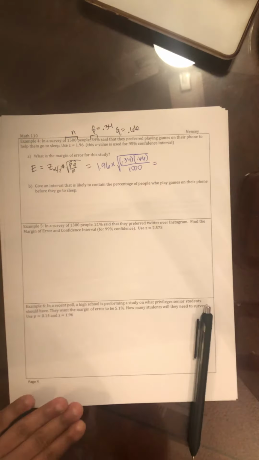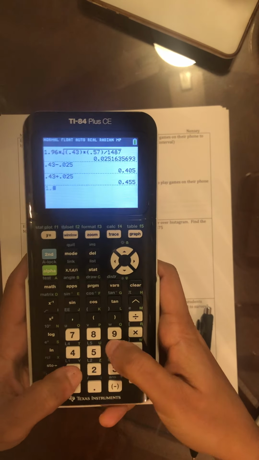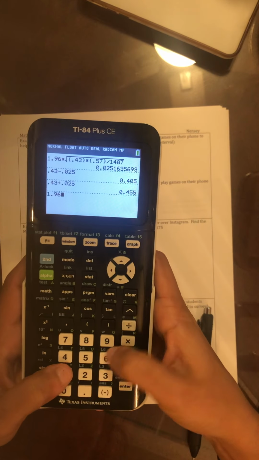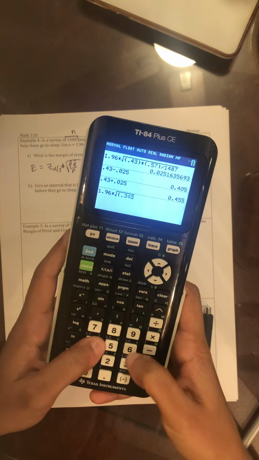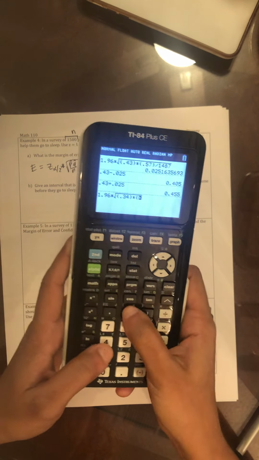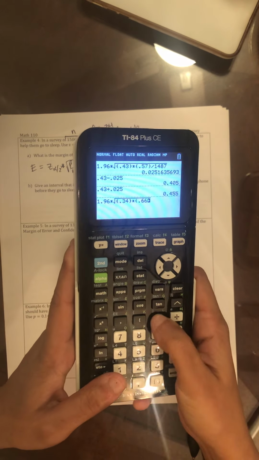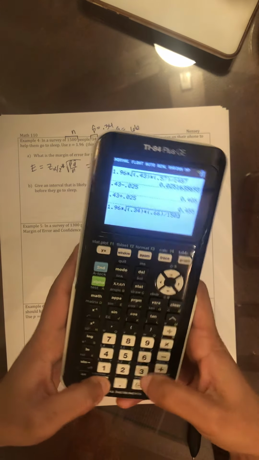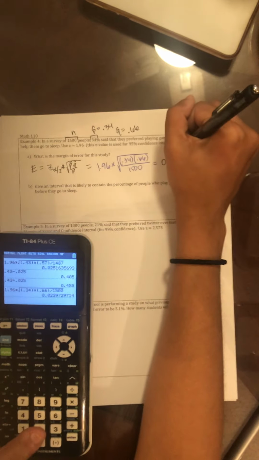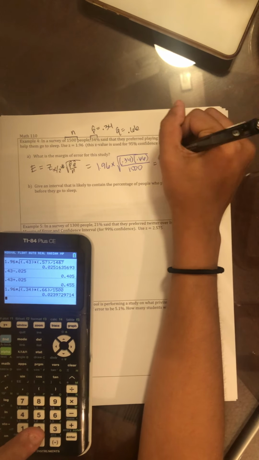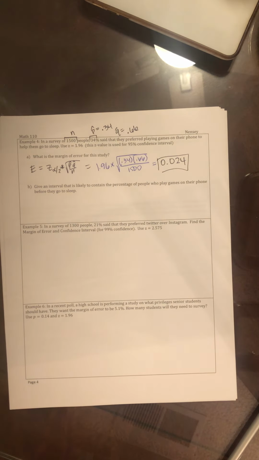And again, we're going to round to 3 decimal places. So I'm going to do this one a little quicker, but I'm going to do 1.96 times the square root of parentheses 0.34 times parentheses 0.66, close my parentheses, divided by 1,500. And I'm going to get 0.024. Very close to the last one. And that is your margin of error.